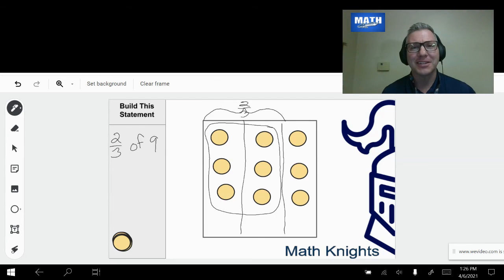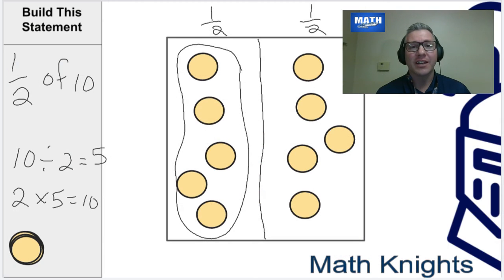There you have it, Math Knights. How do we find the fraction of a number? We can utilize a shape, partition it into the fraction, and then use fair share to divide the number of pieces into each of those groups to find the fraction of a number.